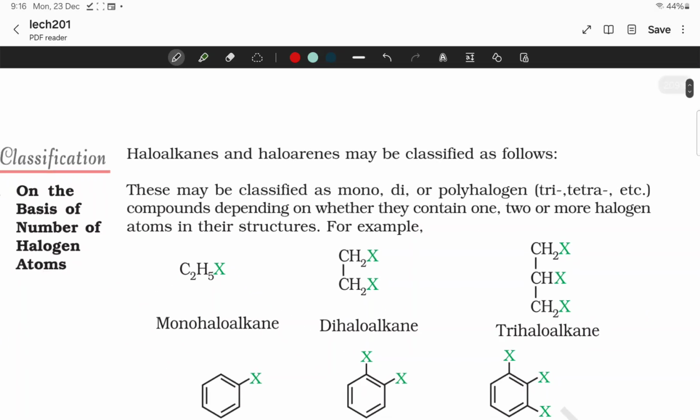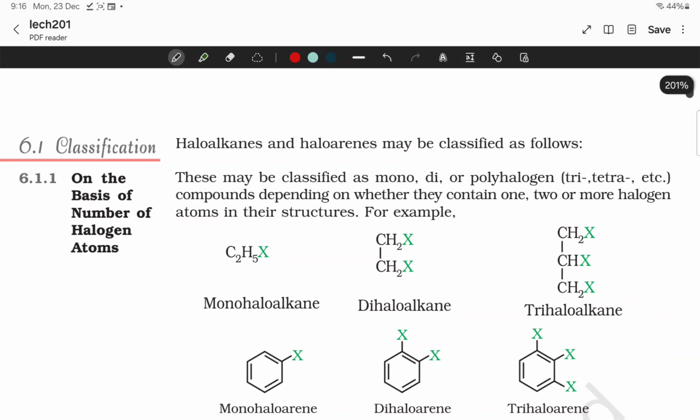So, first of all, in this chapter, we are dealing with classifications. We are classifying the haloalkanes and haloarenes. Haloalkanes and haloarenes can be classified. There are many types of classifications. First we are going to tell on the basis of number of halogen atoms attached. How many halogens are attached?